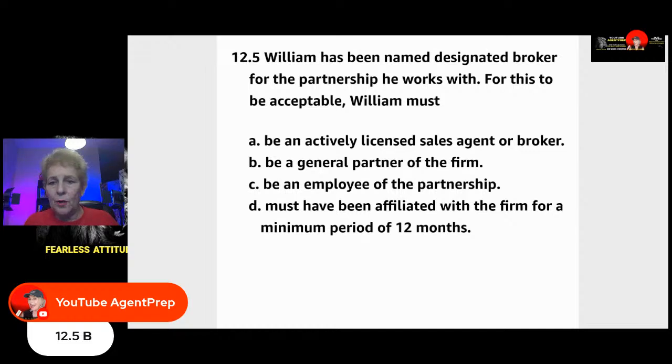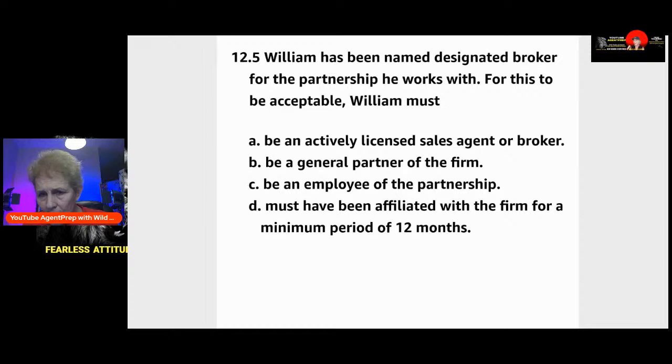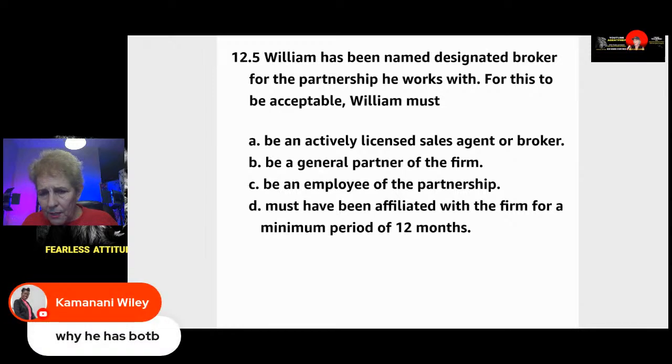All right, any questions? I'm going to go back here. So Kamanani, what did you mean by why he has both? That was on number A. Those are just the rules for partnerships, corporations, and being a manager of an LLC. So you have some type of ownership. If you're a general partner of a partnership, you have a certain type of ownership. So they end up designating what individual as a broker.